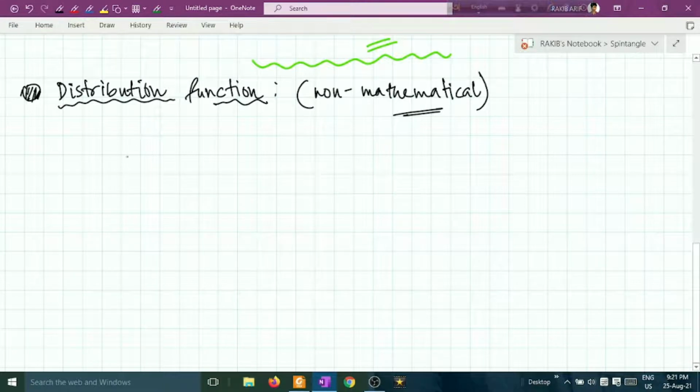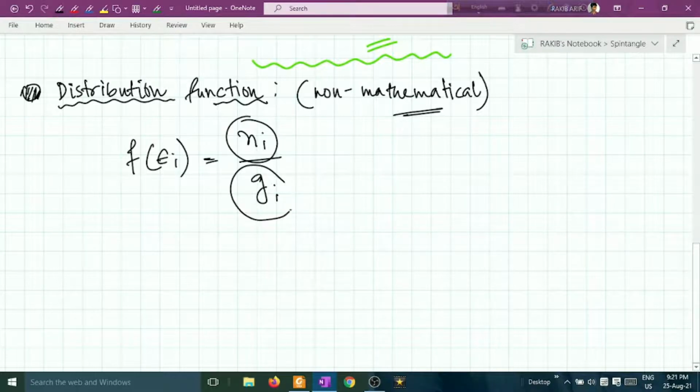Distribution function in statistical mechanics is given as f of e_i, sorry, f of e_i equals n_i upon g_i. This is the number of particles in the ith state, and this is the degeneracy of the e_i energy level. Say you have an energy level.